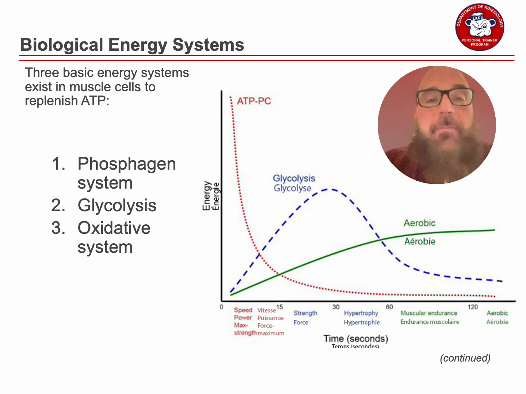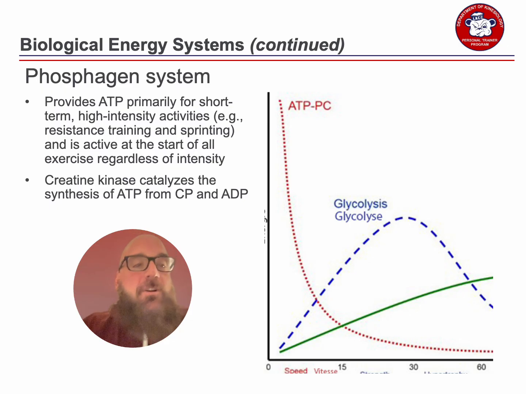All right, so let's talk about the phosphagen system. That's our first one here, and let's focus on the red line. It primarily is going to provide ATP for short-term, high-intensity activities. So resistance training, strength training, Olympic weightlifting, powerlifting, sprinting, and it is active at the start of all exercise regardless of intensity. So it always turns on, even if I'm starting slow, you're going to have ATP-PC, or the phosphagen system, turned on. It just depends on how much of it you need.